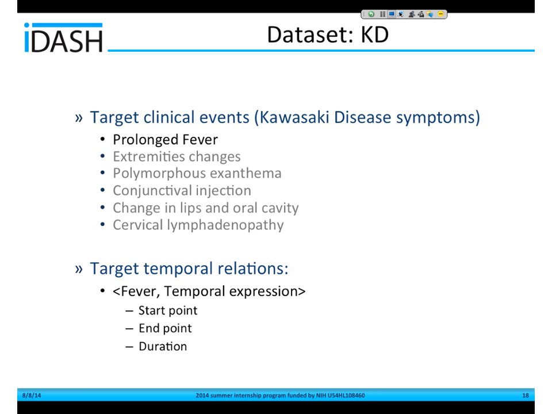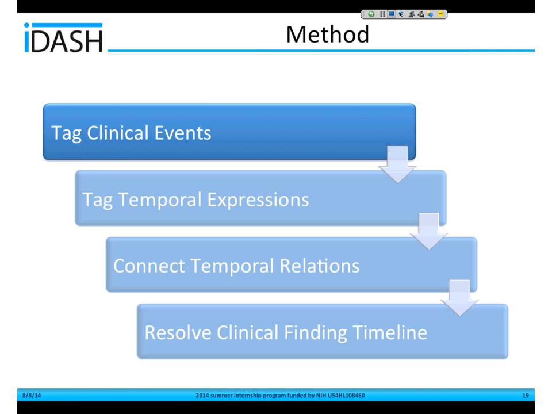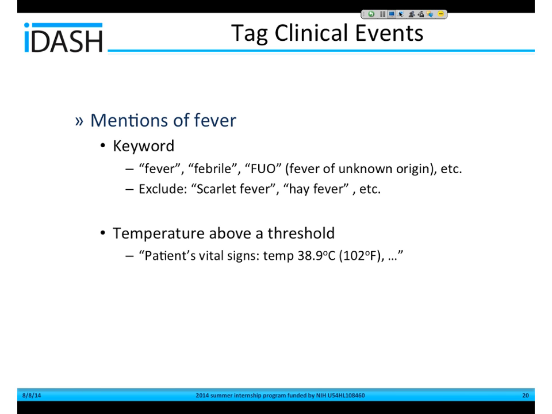So we define the temporal relations as the relation between fever and the temporal expressions. Again, we'll follow these 4 steps. First, we'll tag clinical events. I use mentions of fever as keywords of the fever, like fever, febrile, FUO, etc. And also we'll include some false positives like scarlet fever, hay fever. And then we'll also tag based on the temperature above a threshold.